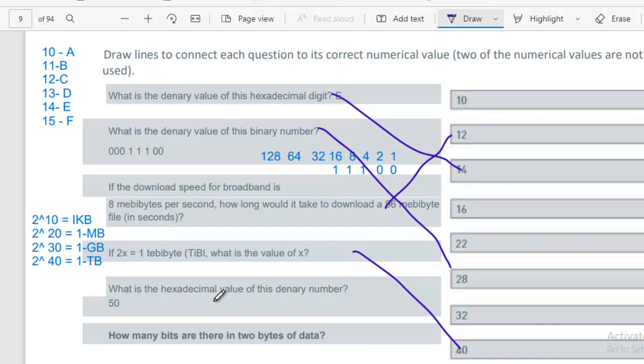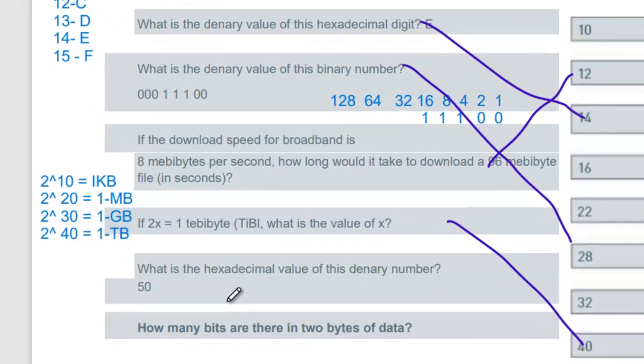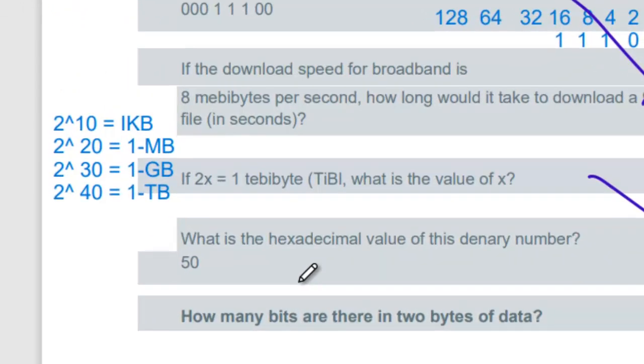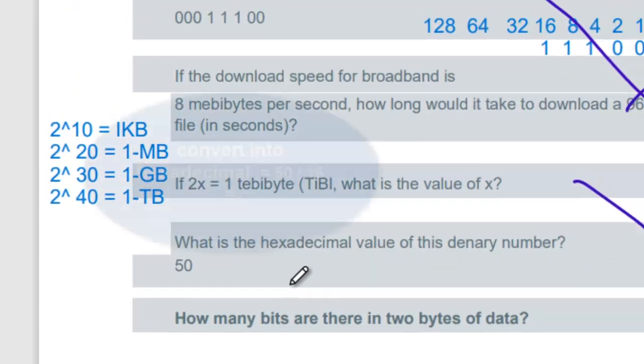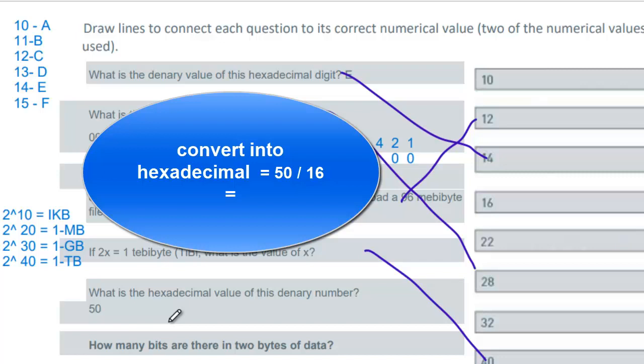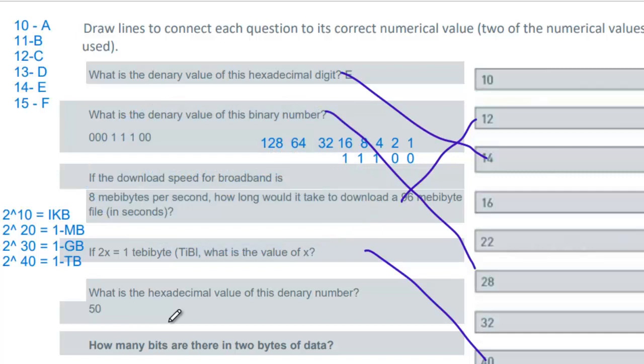Okay, now what is the hexadecimal value of this denary number 50? What will be its hexadecimal value? How do we convert it to hexadecimal? Divide by 16. So 16 twos are 32, 16 threes are 48, meaning 3 should come somewhere. Oh, this is the right answer, it's over here.